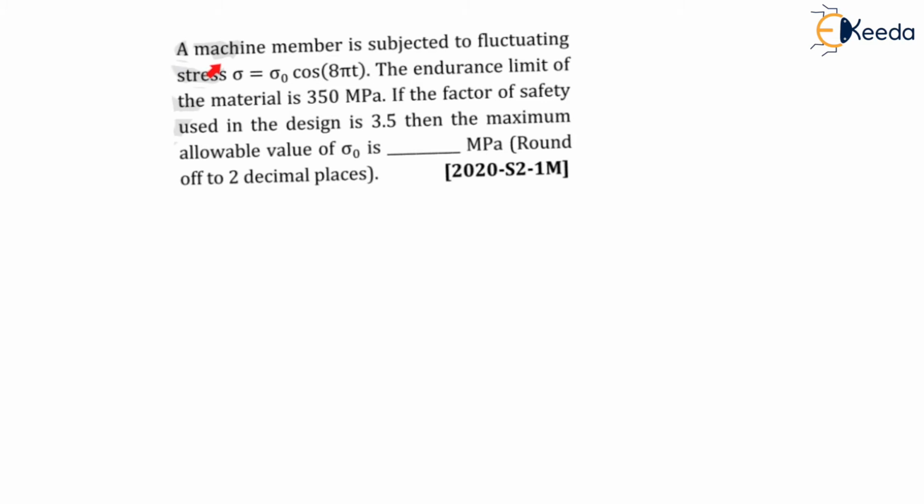Now the question is, a machine member is subjected to fluctuating stress, sigma is equal to sigma naught cos 8 pi t. Now here the fluctuating stress is given as a function of cos. Therefore the stress is sigma equal to sigma naught cos 8 pi t, right, where t is time. It is a variation with time. The endurance limit of the material is 350 MPa. Now here SE, the endurance limit, is given as 350 MPa.